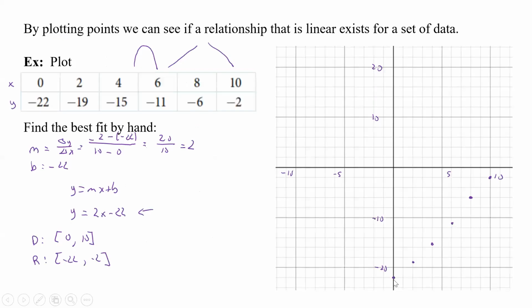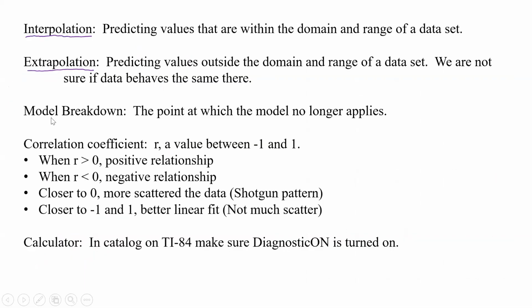So maybe if we would have kept going to the left here, the model might have broken down and started going back up here or something. Or once we hit that 10 on X for the domain, maybe after that there are no more data points and it really doesn't have anything, so it breaks down there too. So that's where we have a model breakdown. We don't know what happens beyond where our data range and domain are.